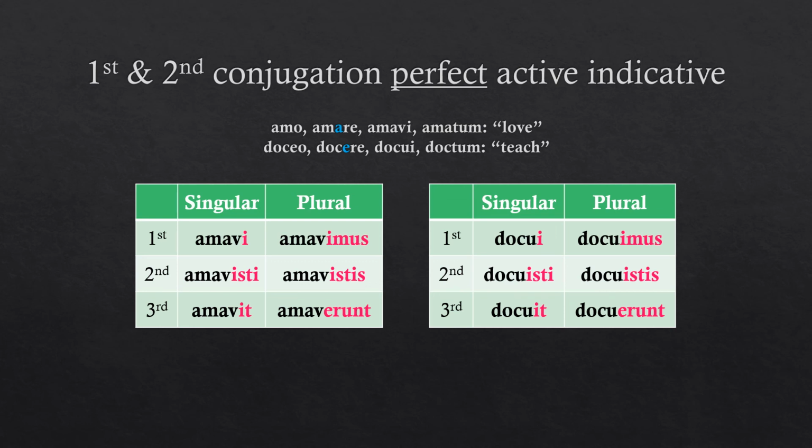And docui, docuisti, docuit, docuimus, docuistis, docuerunt. Remember that when conjugating verbs in the perfect system, you get your stem by removing the i from the end of the third principal part.